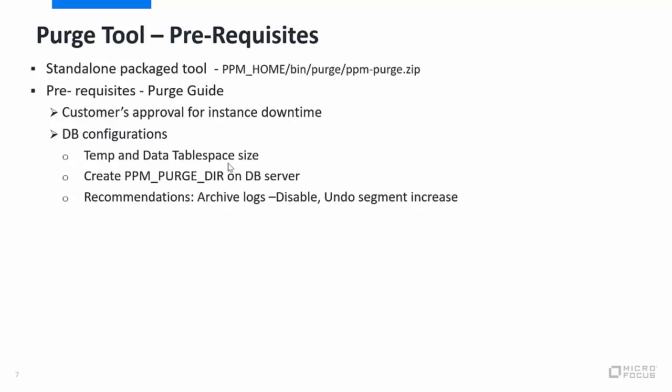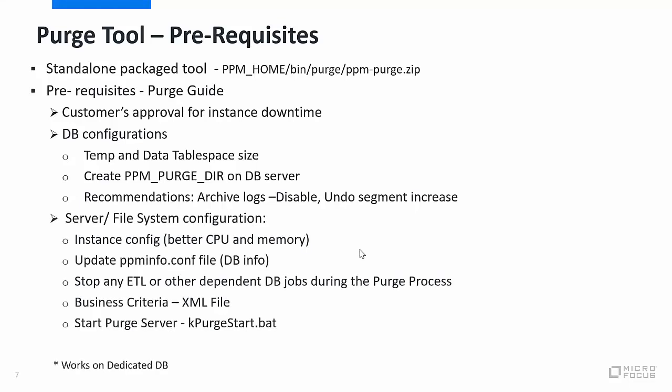Along with that, you also need to define a ppm purge directory in the DB server. Under this folder, all the log files get created when the purge process runs. There are also a couple of recommendations to disable the archive logs when the purge process is scheduled, and increase the undo segment timing. Again, these are recommendations, not requirements, but they are strong recommendations from the DB side.